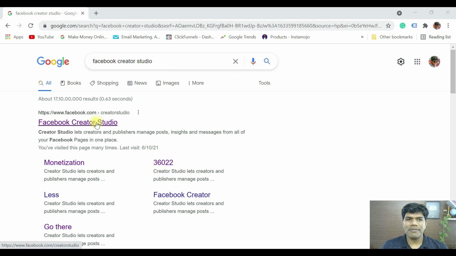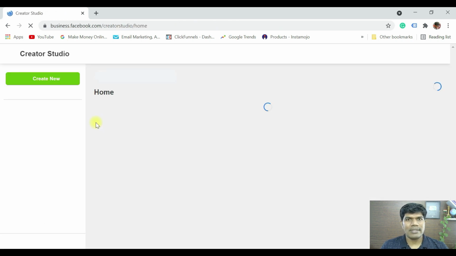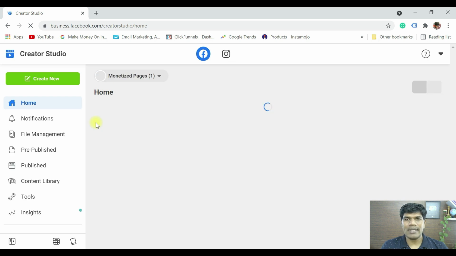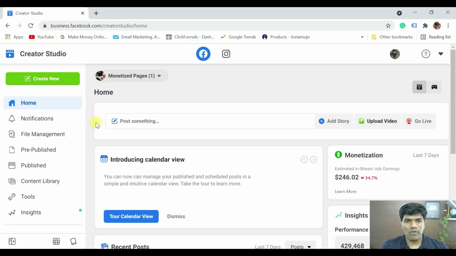Google and you'll find the first option. You can just click on that. Now this is going to open the studio where you can check all the analytics of the page and certainly understand how your page is performing. Right? The moment the Creator Studio opens, this is how the interface is going to look.